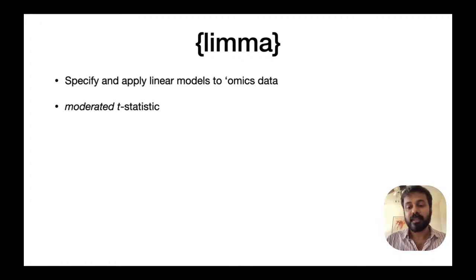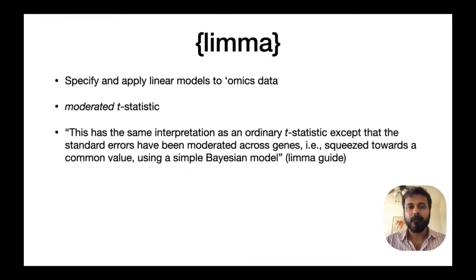Now, I said at the start of this VLE that I wouldn't go into the mathematical details of any of this, and I won't, but I think this is really worth mentioning. So what does this mean? This has the same interpretation as an ordinary t-statistic, except that the standard errors have been moderated across genes, meaning they've been squeezed towards a common value using a simple Bayesian model. And this is taken straight from the limma guide.